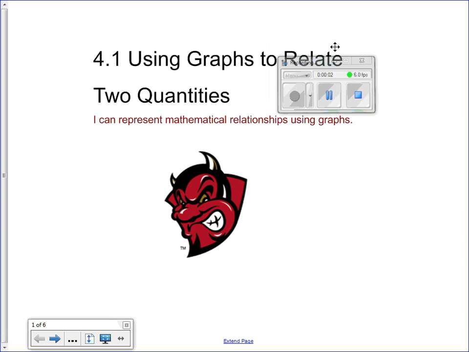Okay, today we're going to start the first section of chapter 4. The first section we'll be dealing with is using graphs to relate two quantities. So at the end of this lesson, hopefully you can say, I can represent mathematical relationships using graphs.